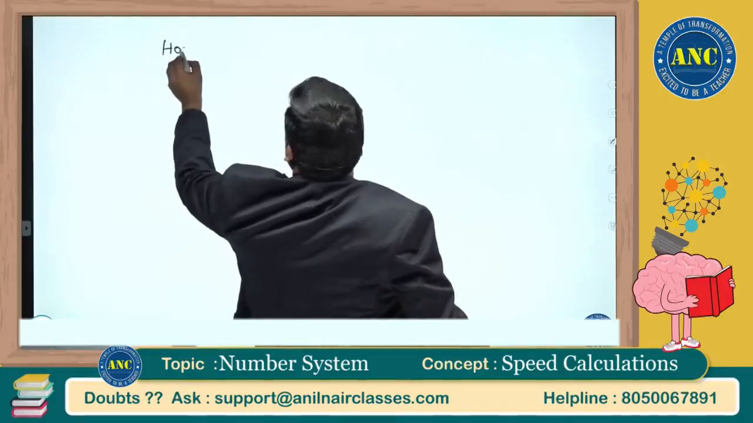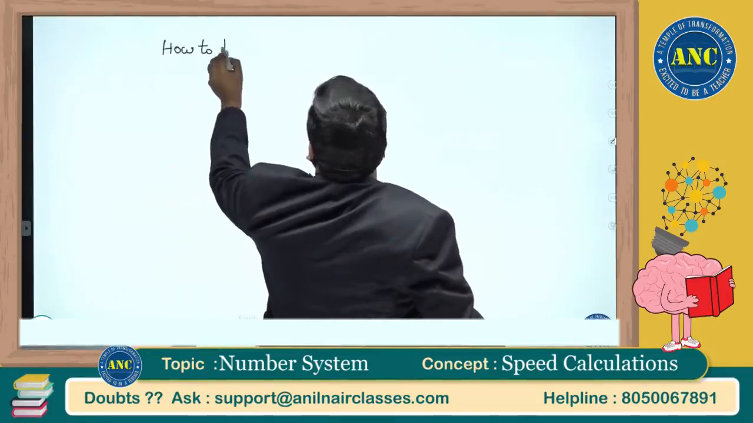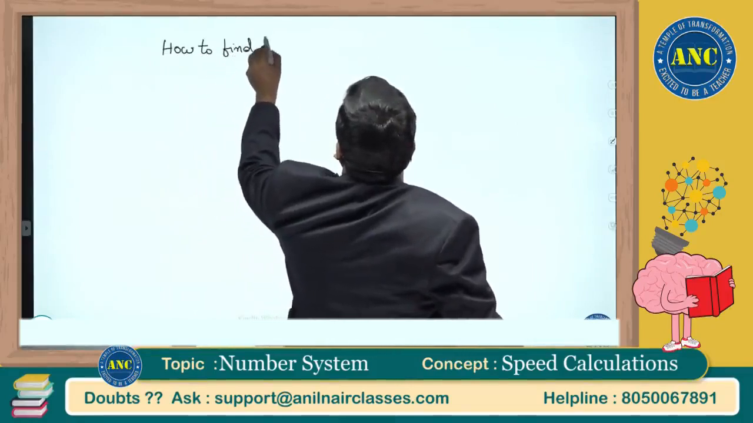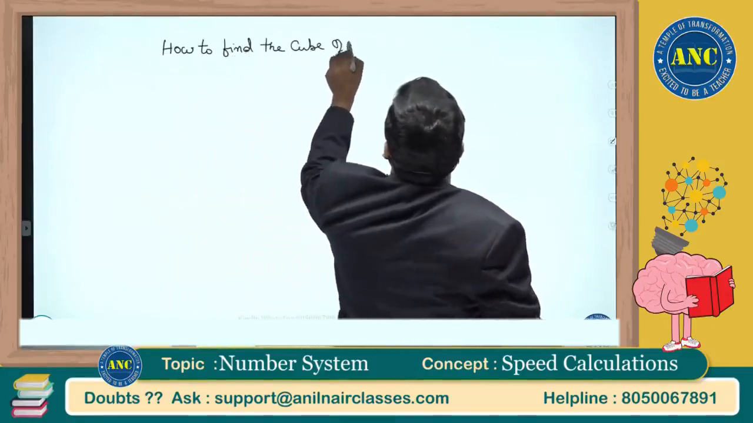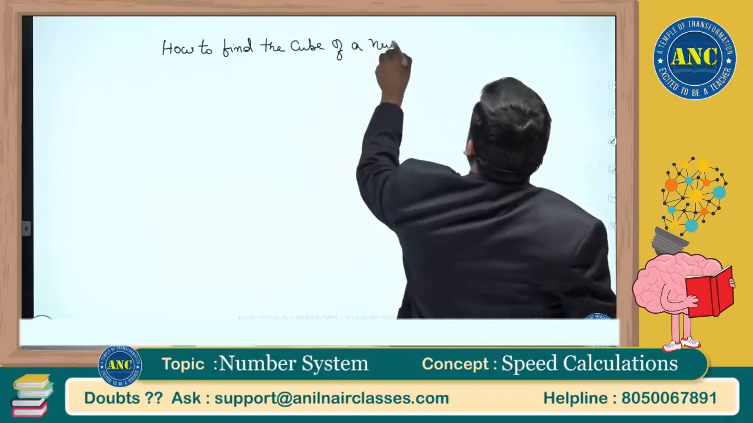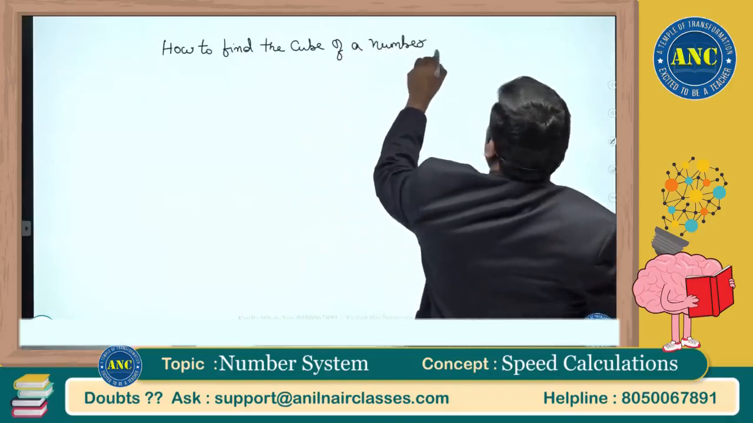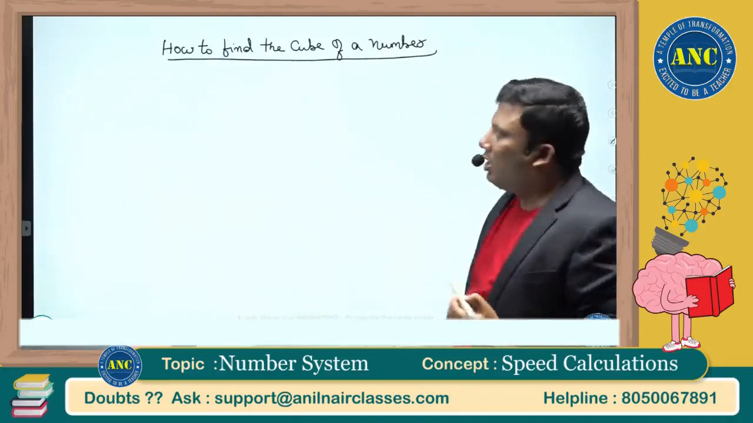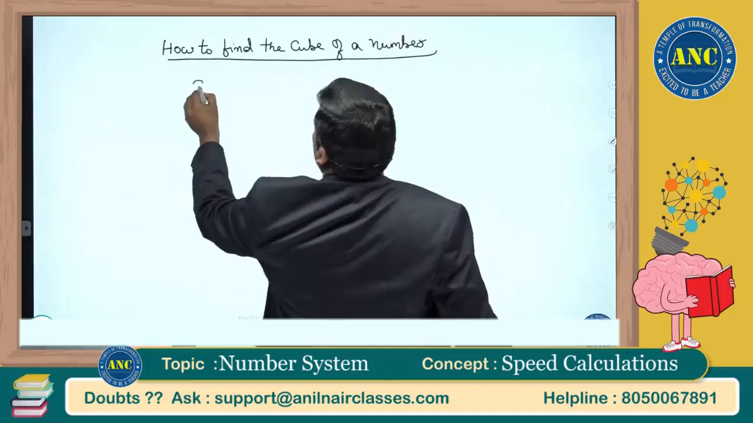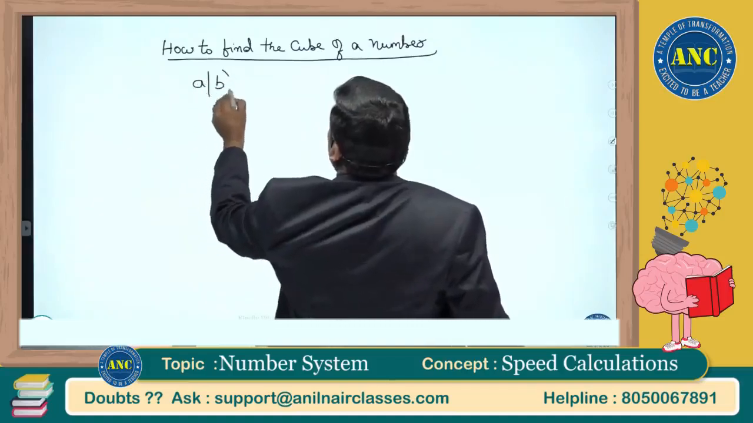Cube of a number. In yesterday's class, we discussed till the square of a number. Let us complete some more concepts related to how to find the cube of a number. Yesterday we discussed that to find the square of a number, we used (a + b) whole square.